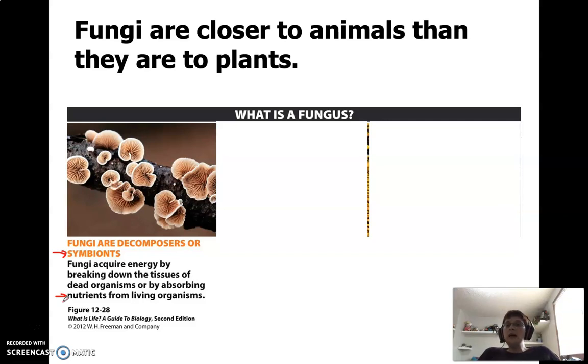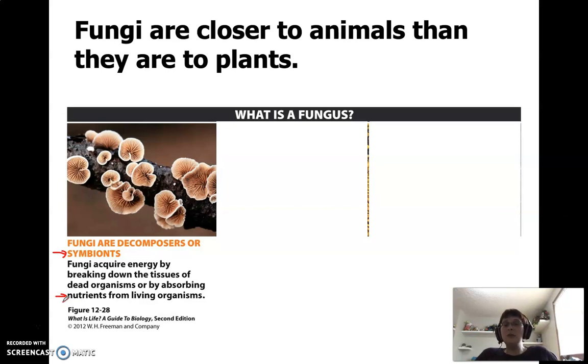So for fungi, that means they're going to basically be parasites. So they're either going to break down organisms or material from other organisms, like say carbohydrates, or they're going to actually absorb them from living organisms. So this is one of the reasons why they are more related to us than they are to plants, because they're actually getting their food in a very similar way.